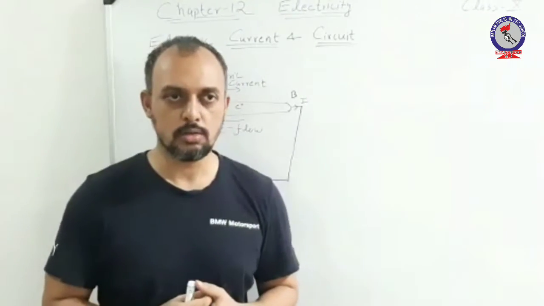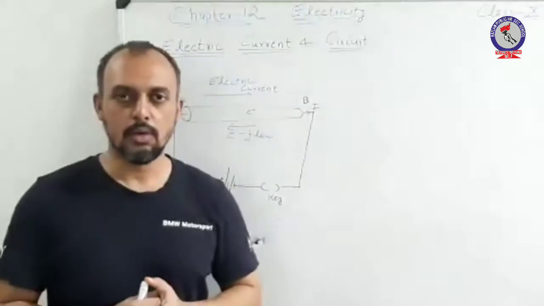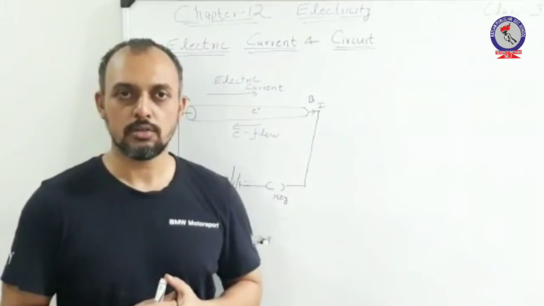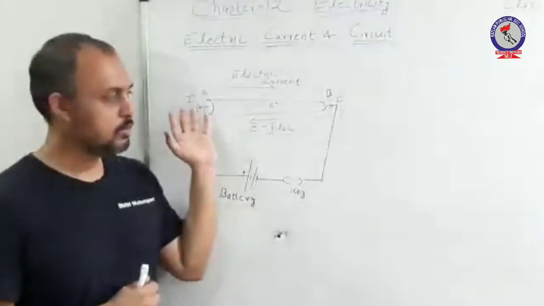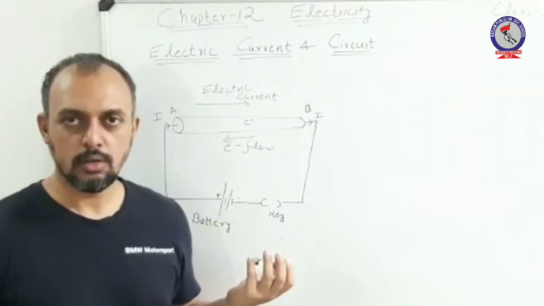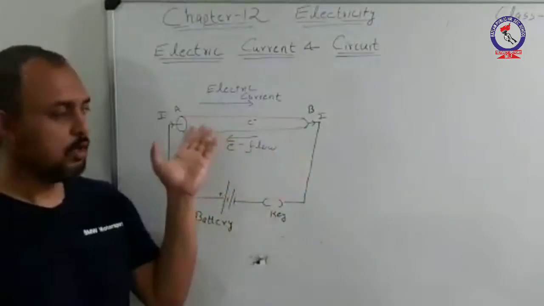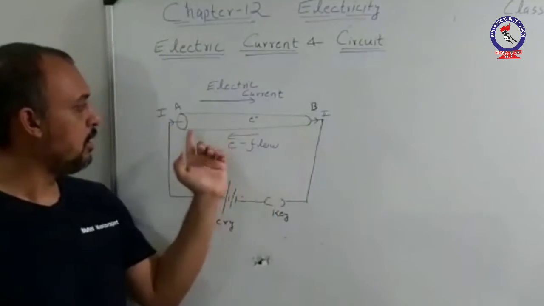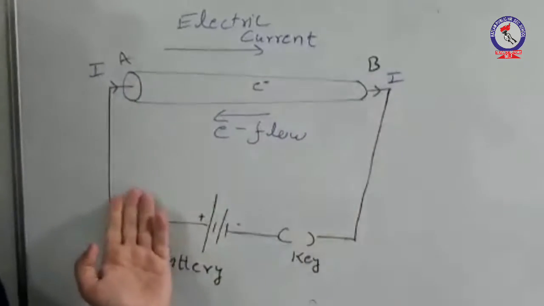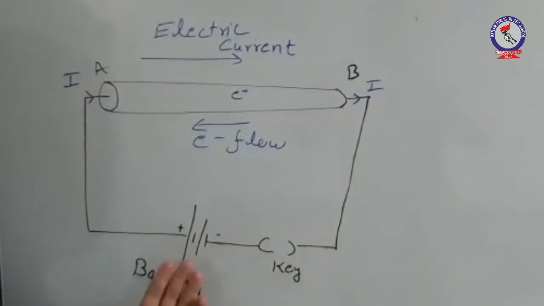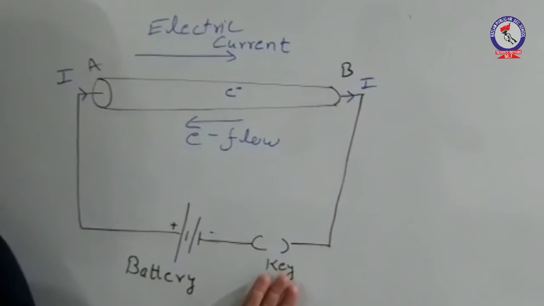Moving on to the next concept, which is of electric current. Now, how the logic of electric current was developed, we will understand this concept with the help of the diagram as shown in the figure. You can see the figure here. It consists of a conductor AB, these are connecting wires, a battery of certain potential, and a key.